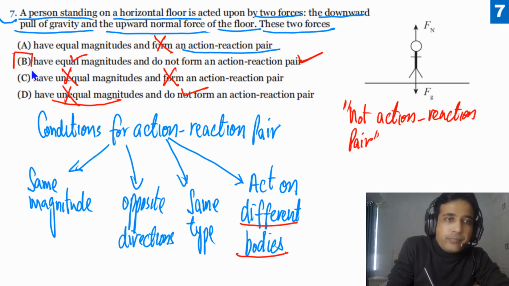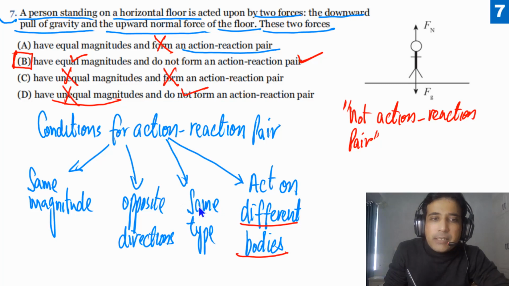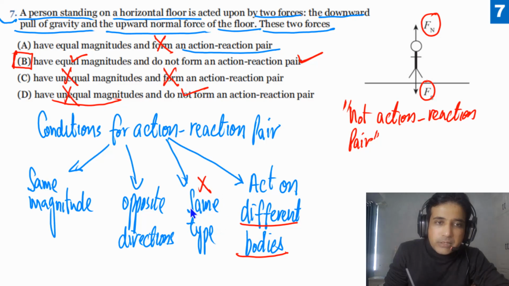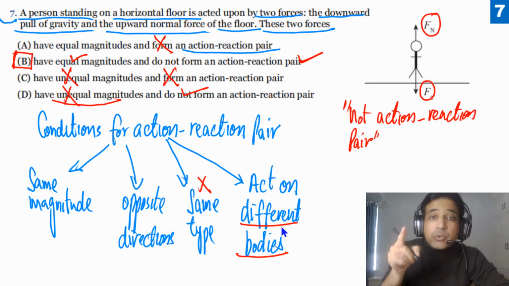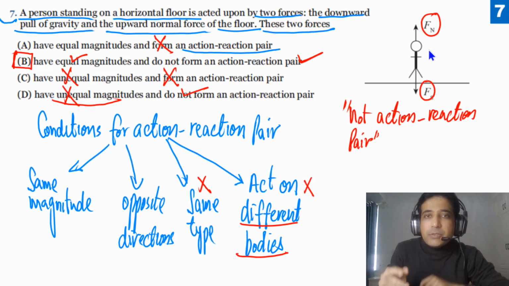They have opposite directions and they are not the same type, because this is gravity and this one is the pushing force. So they are not the same type of forces, so they do not fulfill this condition, and also they are acting on the same body, so they also don't fulfill this condition. That's the reason they do not form an action-reaction pair. So the answer for this question is B.